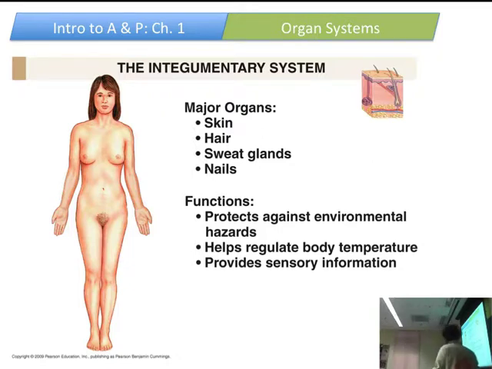The integumentary system. The integument is the outer covering of the body. This includes skin, hair, sweat glands, and nails, your fingernails. Not only does it serve to protect you against environmental hazards, it's also regulating your body temperature and giving you sensory information about creepy crawly things or whatever is climbing on you. Your hand is on a stove.